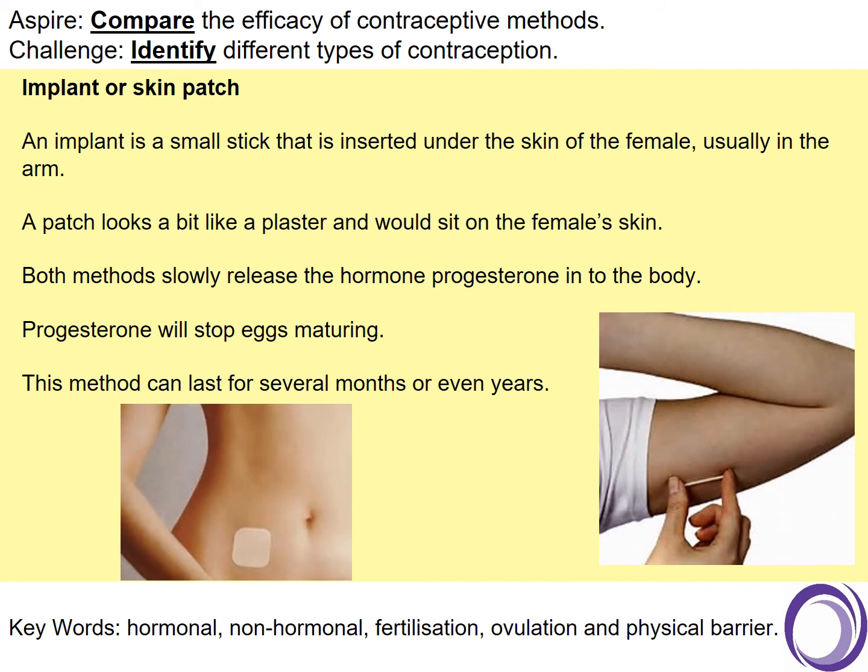And one of the big advantages of these methods is they will last several months or even years. So if you have the implants, they will usually last for 2 to 3 years. They would need removing and replacing at that point, and these can only be delivered by a health professional. And of course, it's not so good if you are likely to change your mind and want a baby, because you wouldn't just be able to stop taking them. You would have to go and have them removed by the health professional.